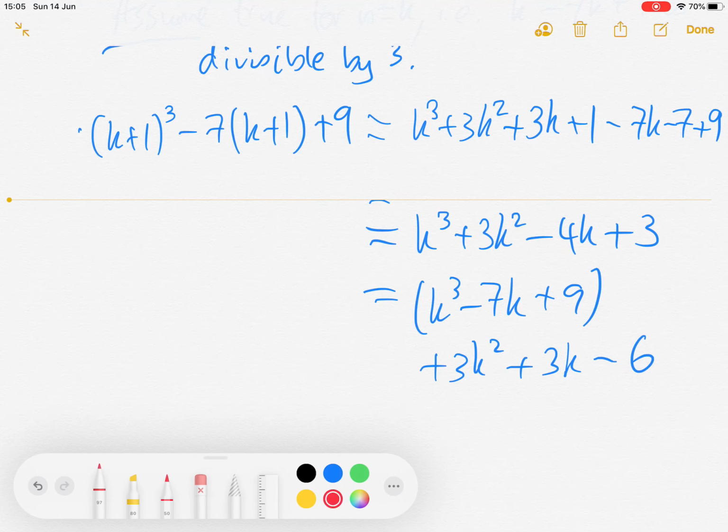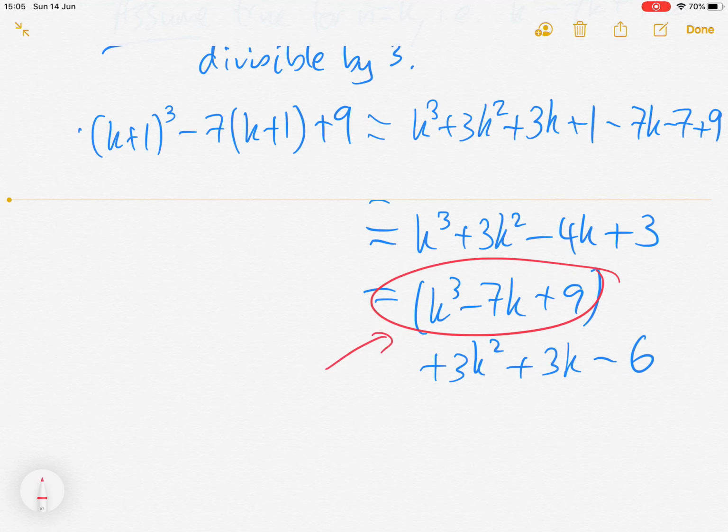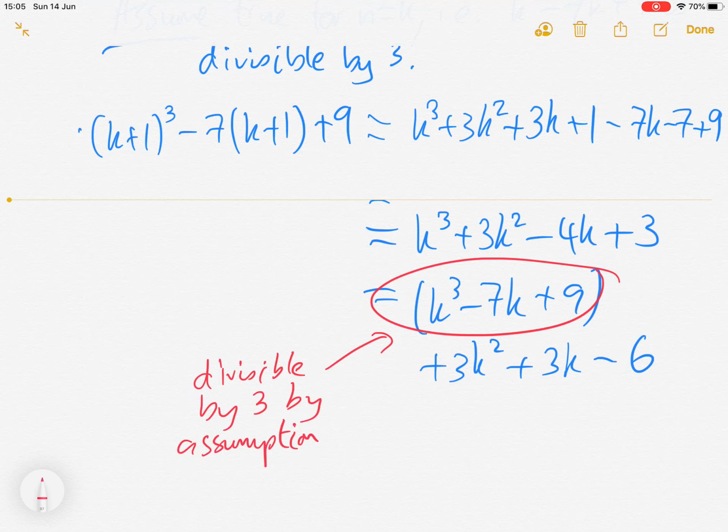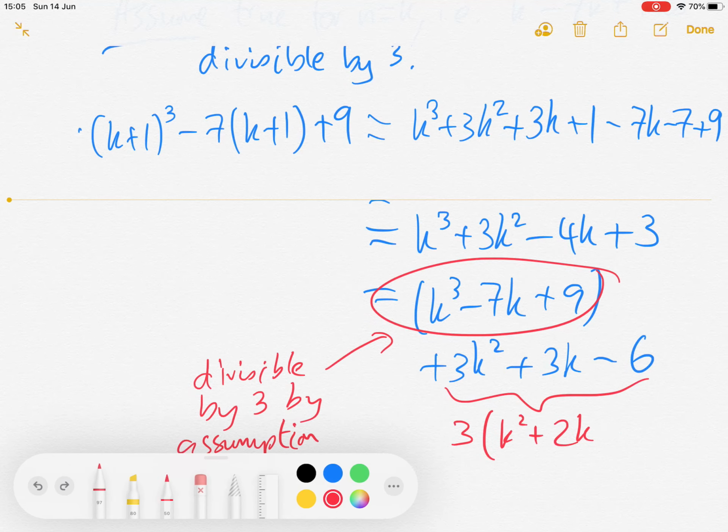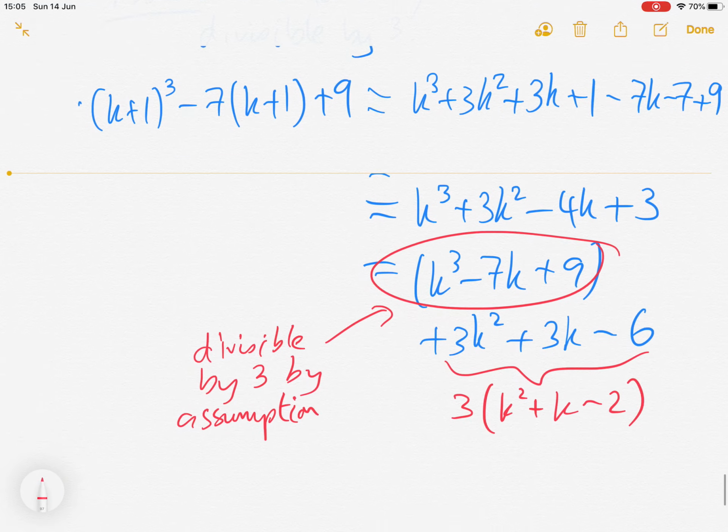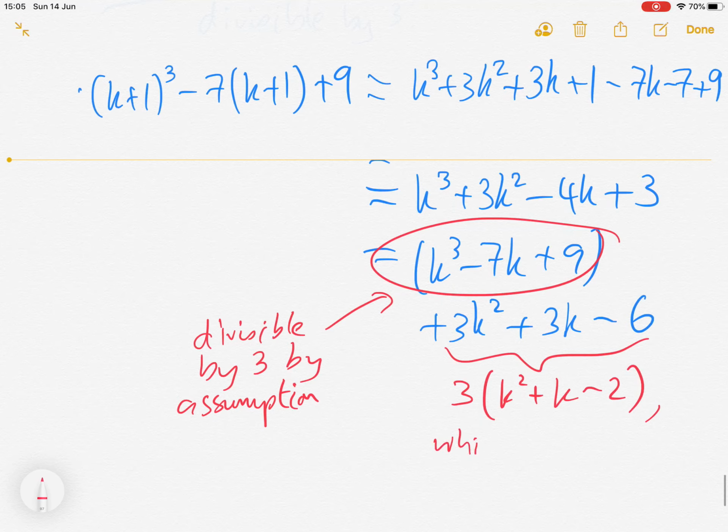And then this bit in red, this is divisible by 3 by the assumption, and the other bit is the same as 3 lots of k squared plus k minus 2. So that's also divisible by 3. So the whole thing is divisible by 3.